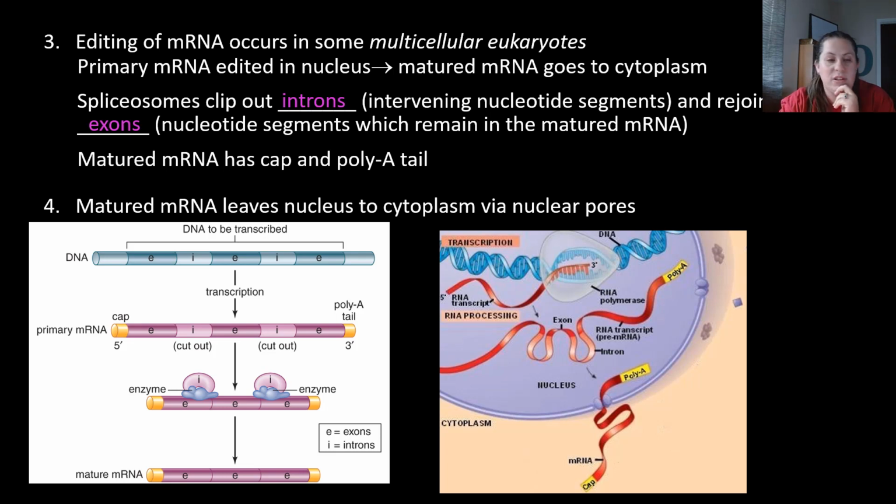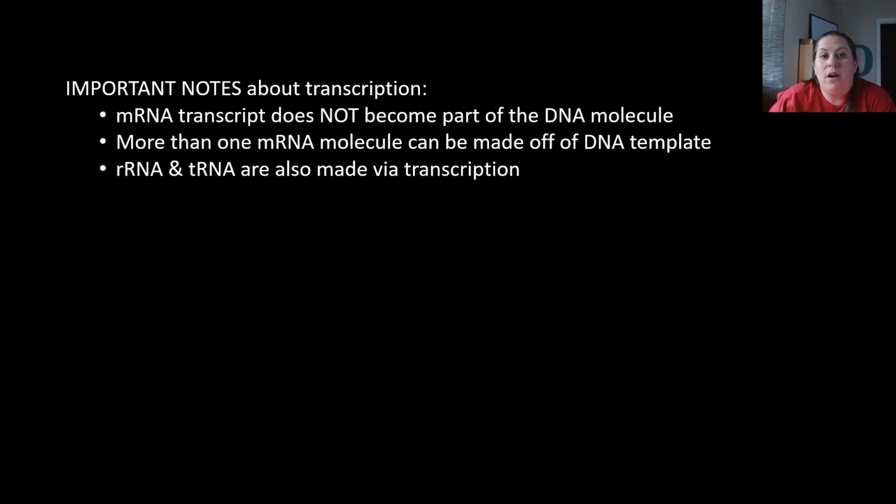So guys, a couple important notes about transcription. mRNA is going to be the transcript. It does not become part of the DNA molecule. Even though we're copying it down, it does not stay attached to the DNA molecule. More than one messenger RNA molecule can be made from that DNA template. I can end up making 5 copies instead of just 1 if I need to. rRNA and tRNA are also made via transcription. They are just going to get processed in the nucleolus before they leave the nucleus.